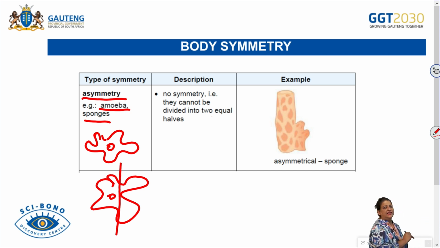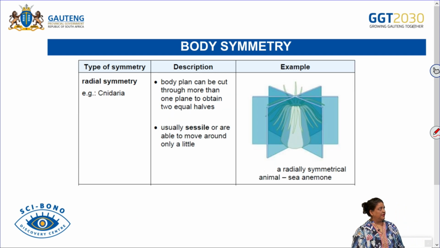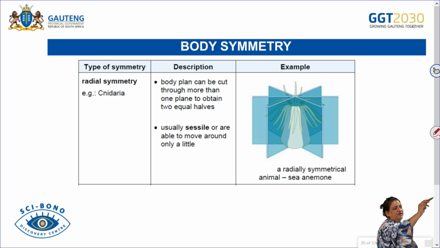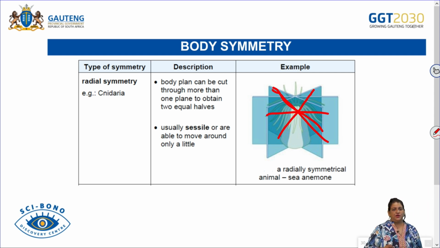So that one is what? Asymmetrical. Now, no symmetry, they cannot be divided into equal halves. Example, a sponge or an amoeba. Okay? So that's asymmetrical. Then you get radial symmetrical. This is a sponge or a sea anemone found in the sea. And you can see now, I can cut that way, that way, that way, that way, right? I will be able to get equal halves.